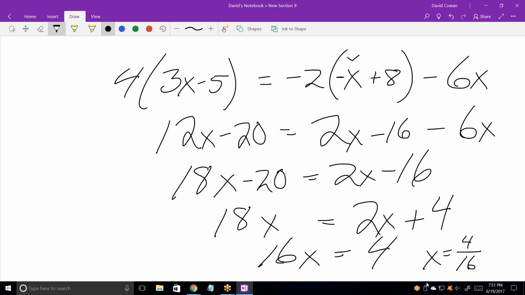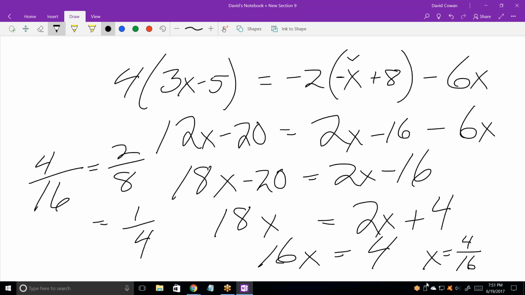Yeah, I don't know what 4 divided by 16 is. Okay, let's talk about simplifying these things. When you're trying to simplify a fraction, what you're looking to do is find a number that divides into both top and bottom. 2, so it would be 2/8. Okay, now is there a number that divides into 2 and 8? Yeah, it would be 2 again, so 1/4. There you go. That's how you do it.